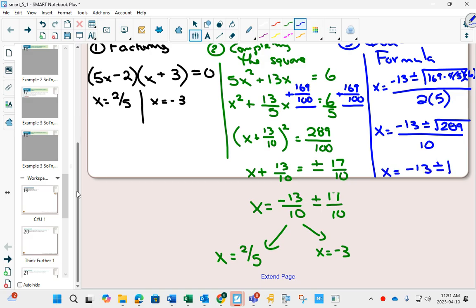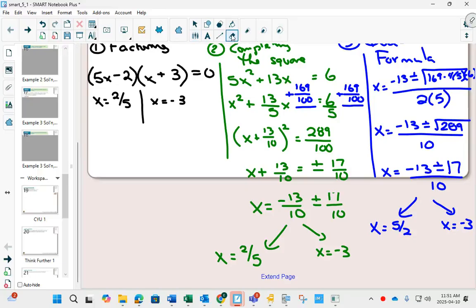And we already figured out that the square root of 289 was 17. Adding gives you 5 over 2. Subtracting gives you -3. So all methods give you the right answers. Oh yeah, I did. Look at that. Mental math. Mental math. 2/5. And x equals -3. So we get the same answers with all three methods. The green and the blue method would probably mean you need a calculator. So if it was on a non-calculator part, you would have to know how to factor.